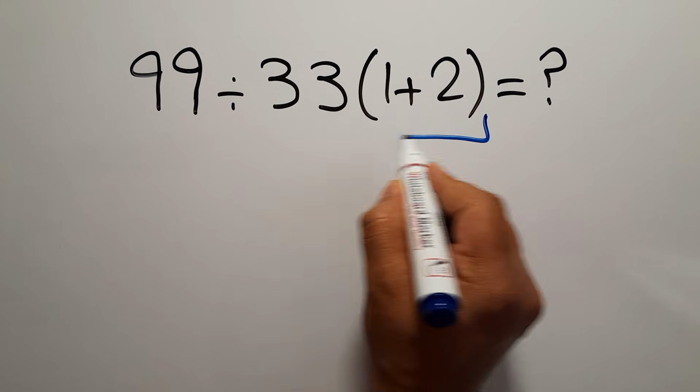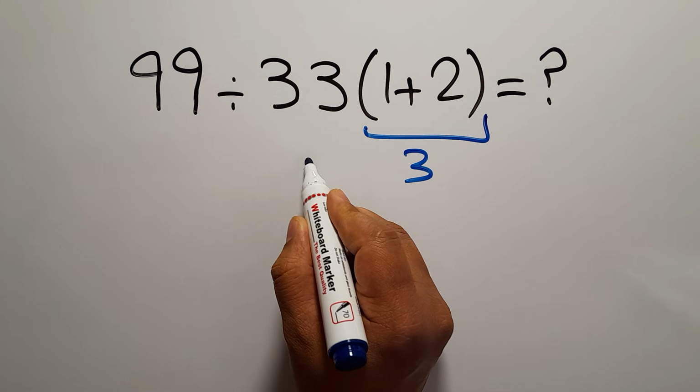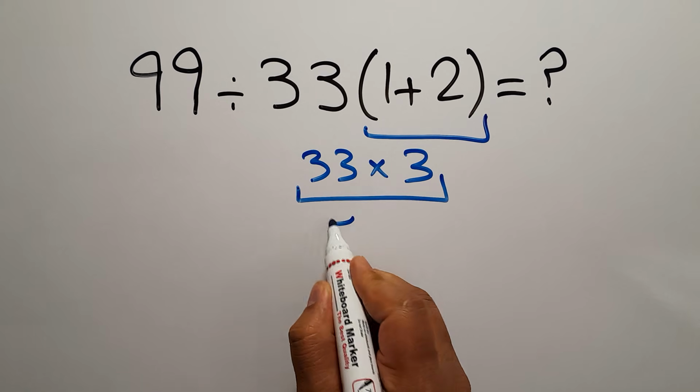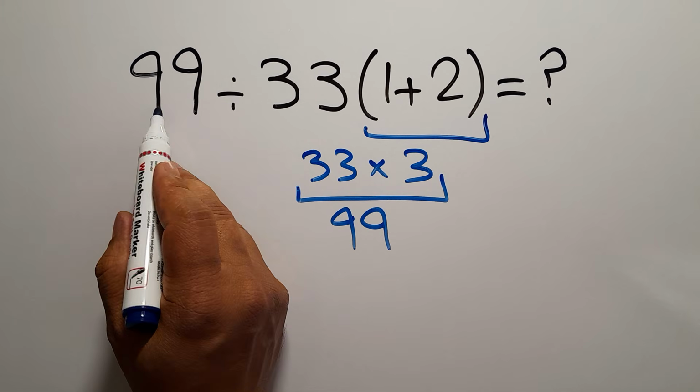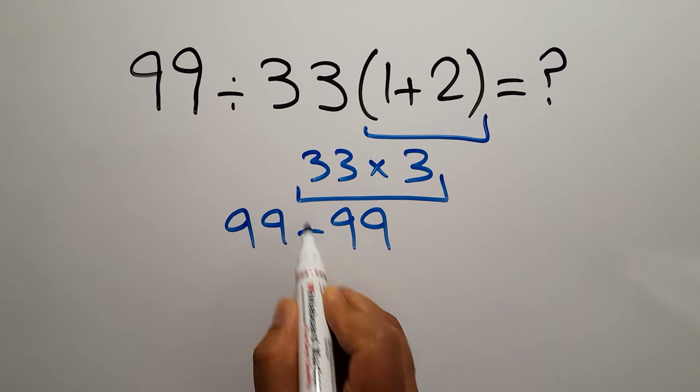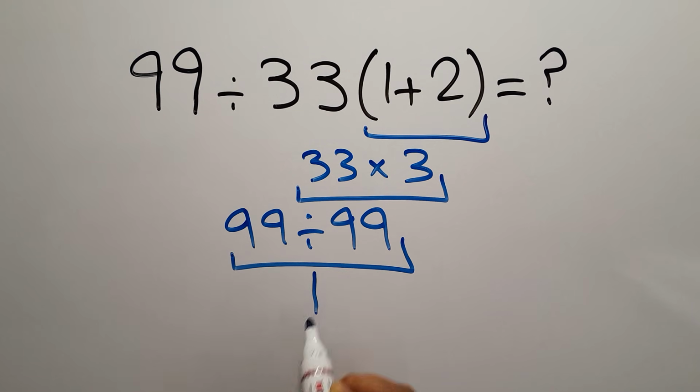1 plus 2 is just 3. So 33 times 3, which equals 99. And 99 divided by this, 99 divided by 99, which equals just 1.